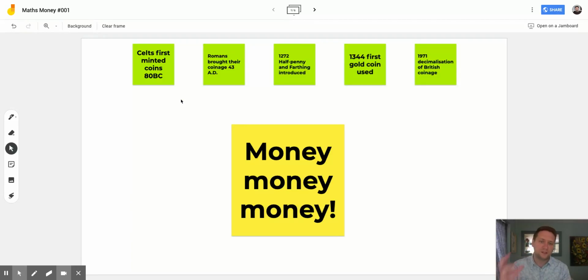Lots of European countries at this time used gold, and Britain had tried to use gold for their coins quite a lot, but a lot of the time they were underweight, therefore they weren't valued as much. And then the biggest change that affects us today is in 1971, the decimalisation of British coinage. Before then, we used pennies and shillings, whereas we then converted to what we know today of there being 100 pennies in a pound. So that's the biggest change that's affected us today.